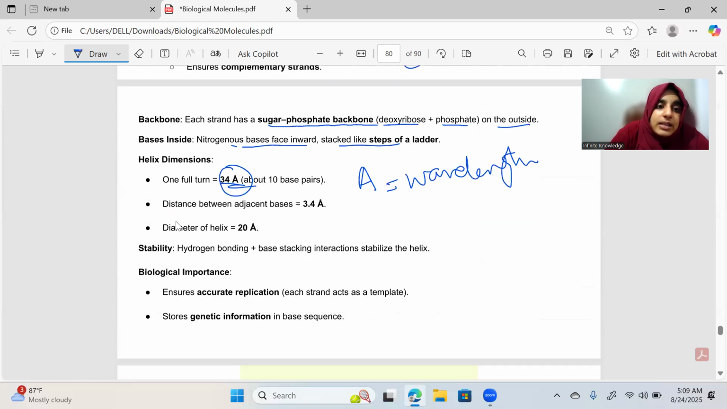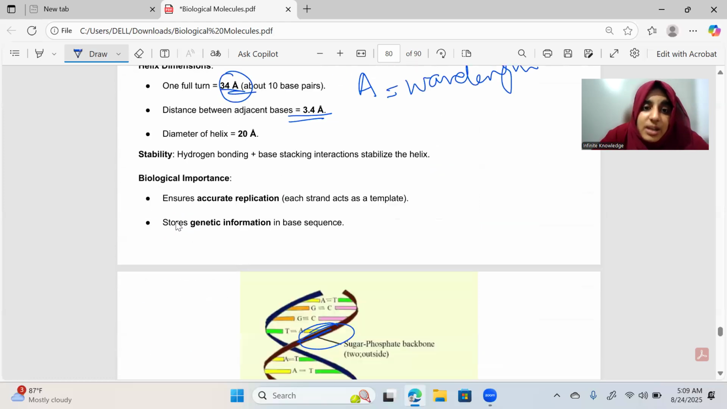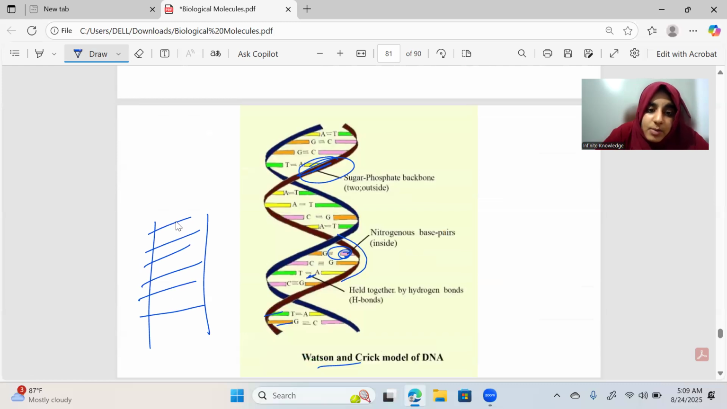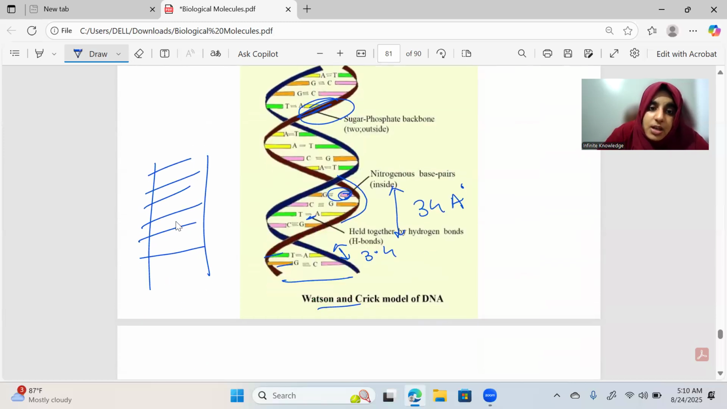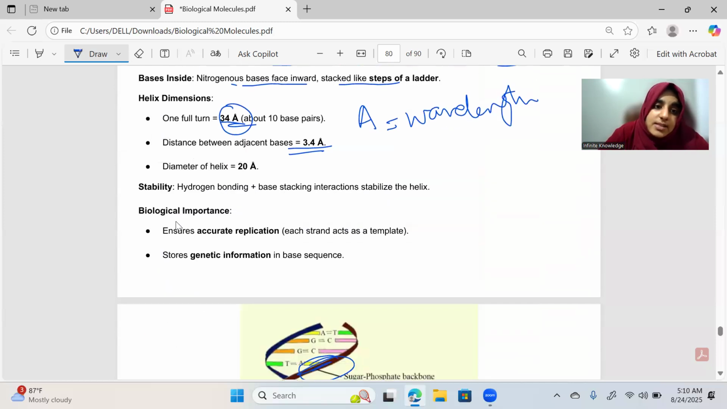Okay. So the distance between the adjacent bases is 3.4 angstrom. Whenever we have adjacent bases, the distance is 3.4 angstrom, and the distance of one full turn is 34 angstrom. Okay, the diameter of the helix is 20 angstrom. So you see, if I have measured this distance, it is 20 angstrom. Please remember all of these distances. These are very important. Their stability is because of hydrogen bonding, and they have base stacking interactions which help to stabilize this helix-like structure. And the importance is that it ensures accurate replication.